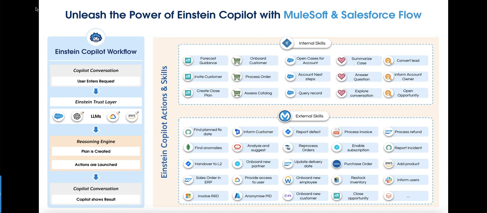More powerful it is when you want to do something outside of the Salesforce ecosystem, like finding the planned fix date for an incident which is residing in ServiceNow, or reprocessing an order which is in NetSuite, or even reporting a defect in Jira. So all these skills you can implement using MuleSoft, and make them available to Einstein, so Einstein is able to take care of all your repetitive tasks, not only the tasks you have to do in the Salesforce org, but also across the ecosystem.